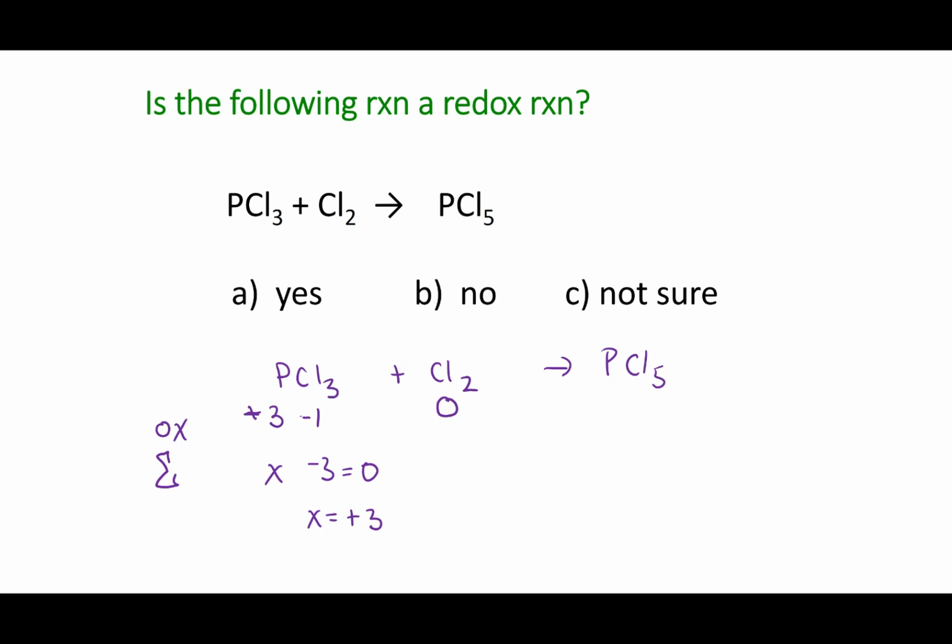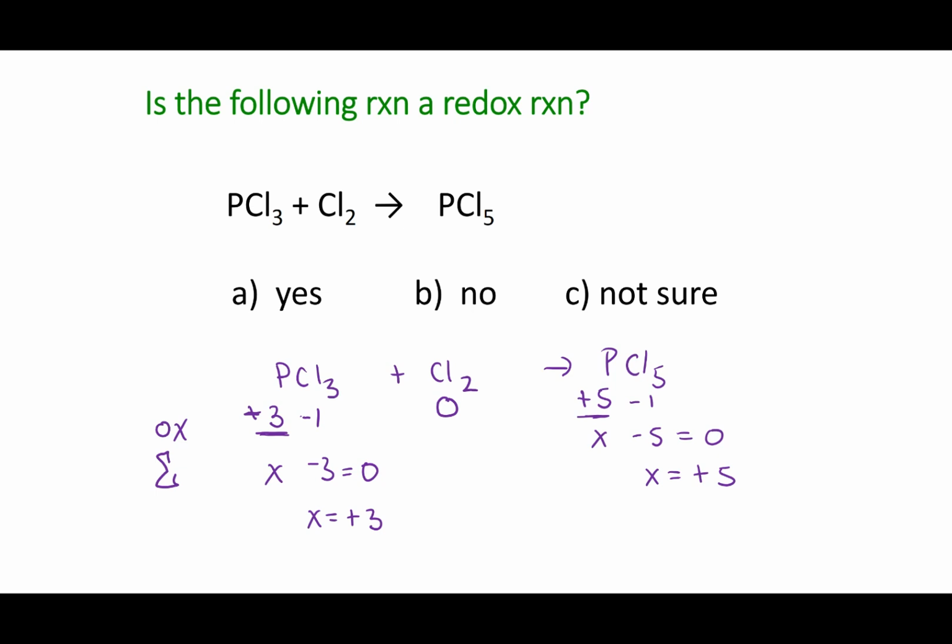Lastly, we're going to do the same thing. Phosphorus is variable. Chlorine's not being forced to anything. -5x. All of this equals 0. So x equals +5. So I can go ahead and say that the phosphorus on this side is in the +5 oxidation state. So now what we can see is that we are changing oxidation state. Phosphorus went from +3 to +5. It increased in oxidation state.